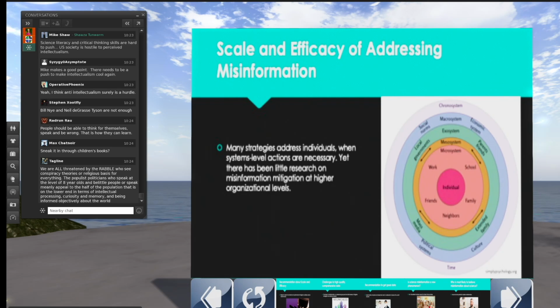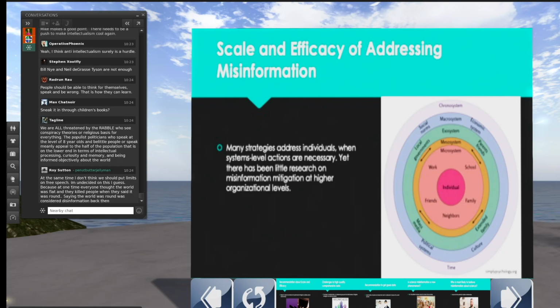Tagline says we are all threatened by the rabble who see conspiracy theories or religious basis for everything. The populist politicians who speak at the level of 8-year-olds and belittle people or speak meanly appeal to the half of the population that is on the lower end in terms of intellectual processing, curiosity, and memory, and being informed objectively about the world.